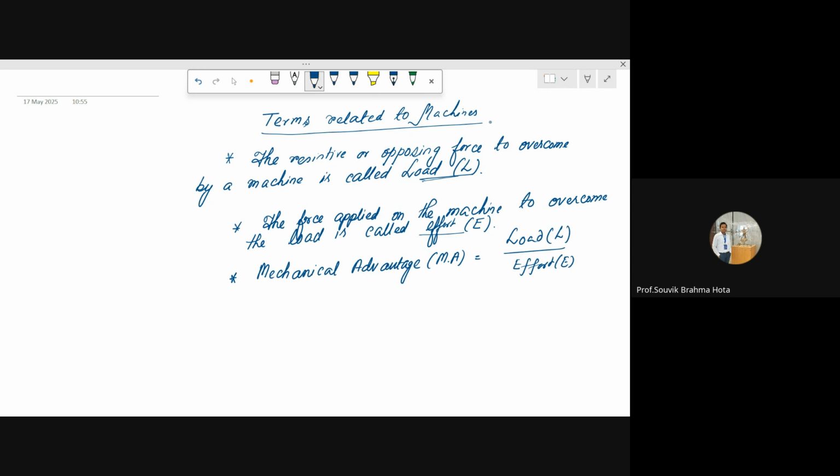Now here are such conditions. If your mechanical advantage is greater than 1, then what type of machine? Mechanical advantage is nothing but the ratio of load to effort. So you have a fraction where the numerator is load and the denominator is effort. If this is greater than 1, that means your load has to be greater than effort. That means you are applying less effort to overcome more load. That means the effort needed is less than the load.